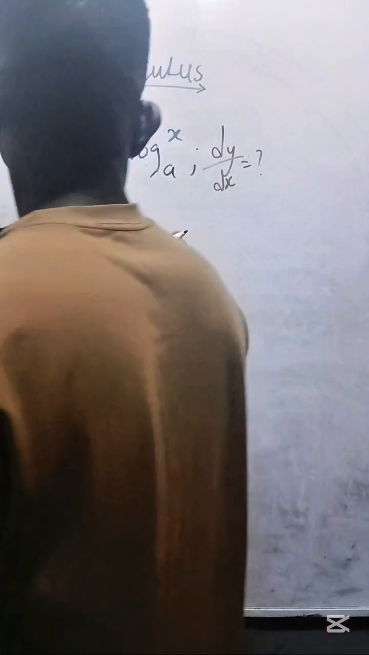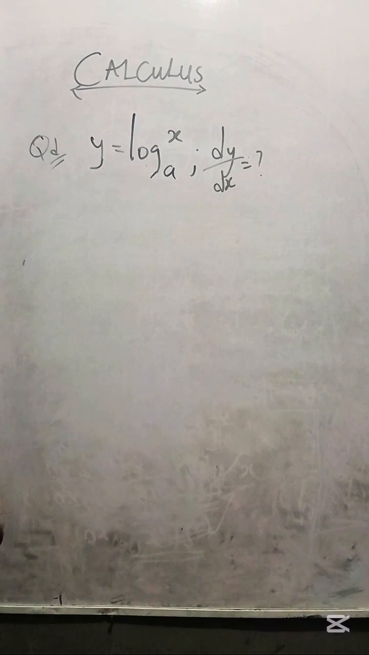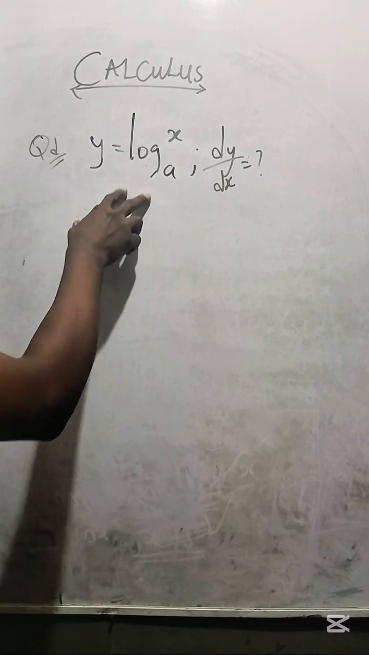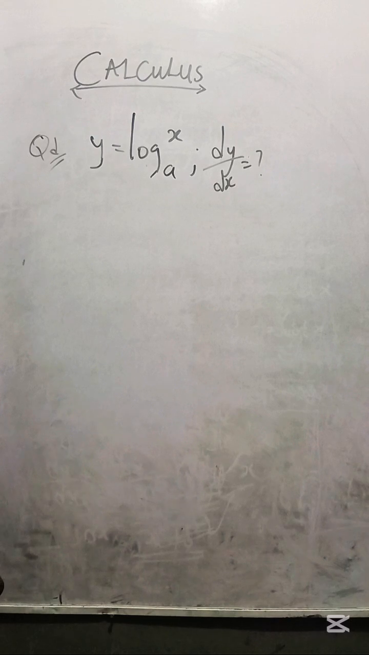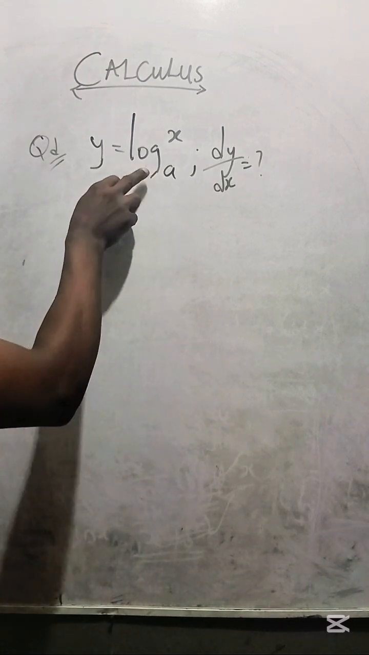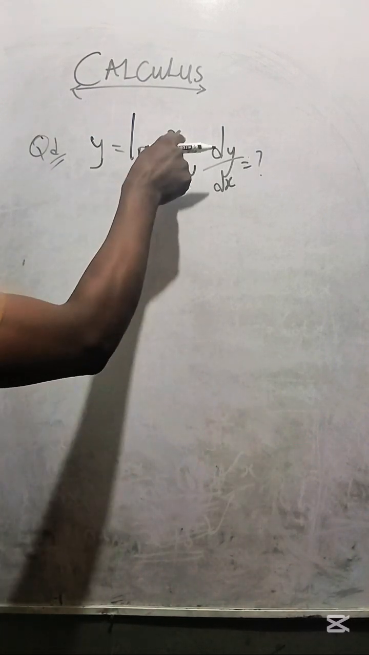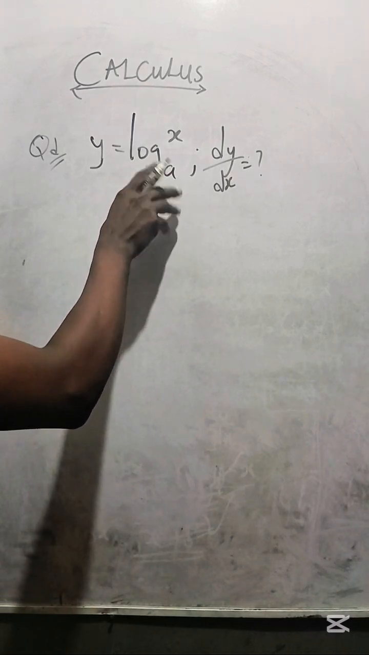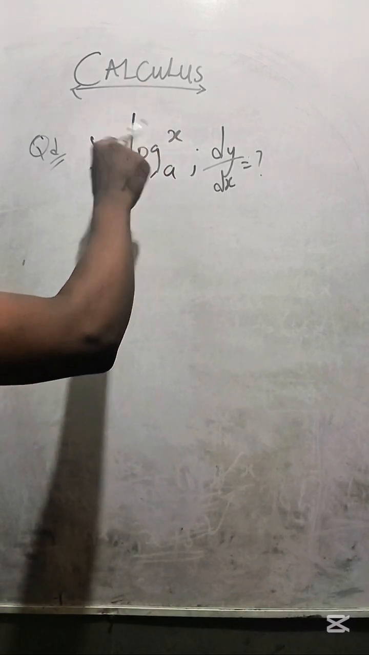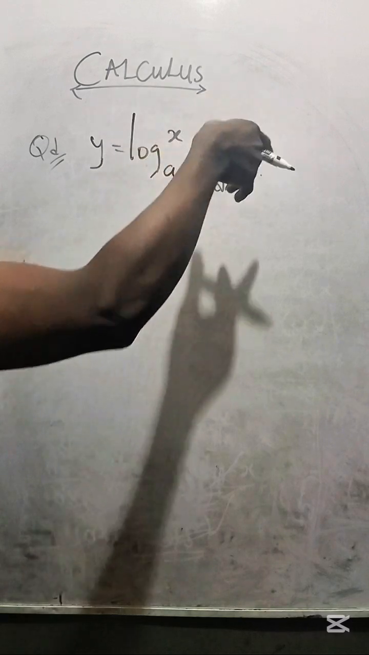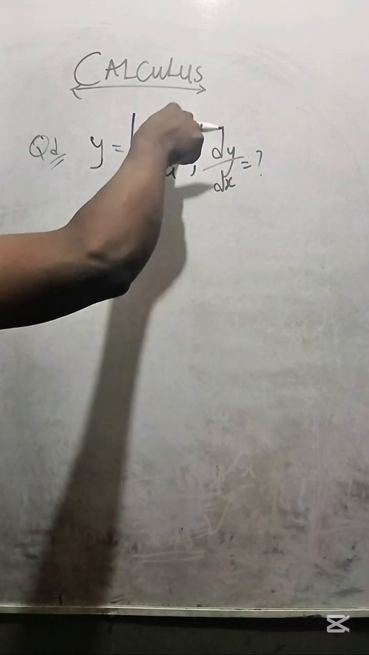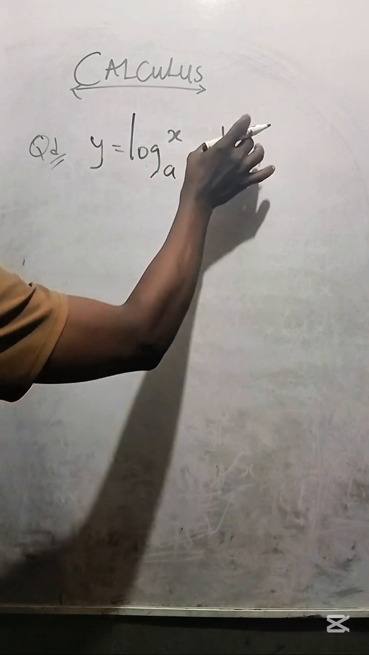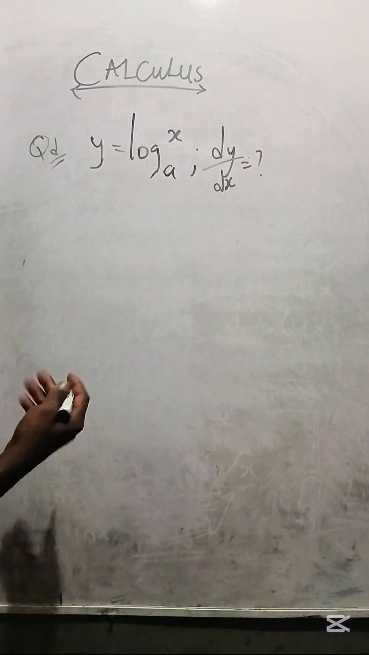Okay, if you are given a question like this under calculus, this particular one is under derivative of logarithmic function. You see, log of x base a. Now, this a is a constant, x is a variable, so it's a logarithmic function. Okay, the function is here. And if we want to find dy/dx, it's very simple. How do we find it?